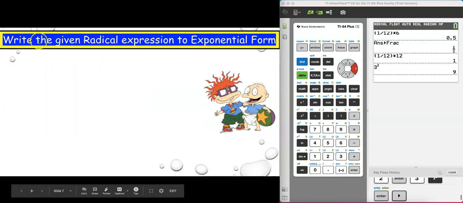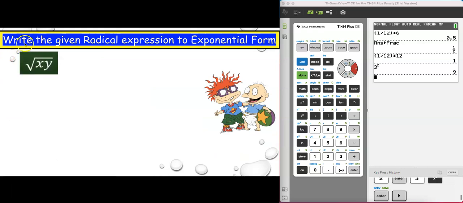All right, so now we want to kind of go backwards, okay? We want to write the given radical expressions in exponential form. So the first example that we're looking at is the square root of xy.